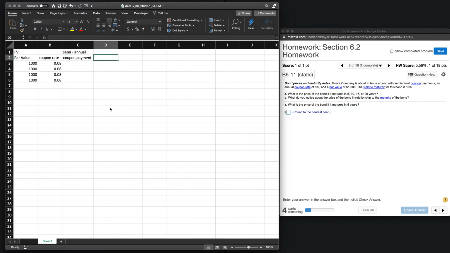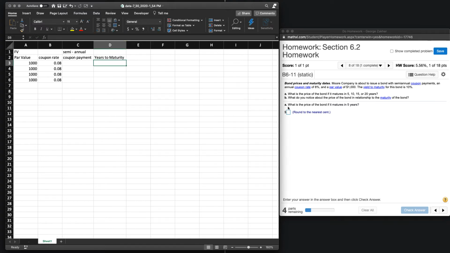Then our years to maturity. Here we have a 5, 10, 15, and 20 year to maturity bond. But reminder, the years to maturity isn't necessarily the number of periods, so we also want to calculate the number of periods, which is years times M. Years to maturity doesn't necessarily mean that's the number of periods we're going to get paid, because recall, and this is really important to remember, it's semi-annual.